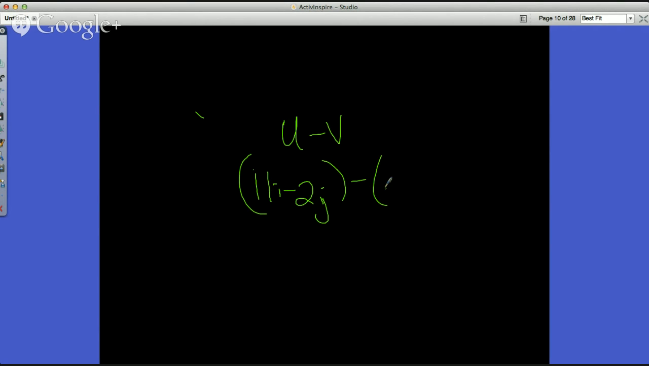There we go. All right. So Katie, on that one, number 30, u minus v, okay? So you get 11i minus 2j, minus v, and v would be 3i plus 7j. You distribute it. I get that. Perfect. But when I distribute that negative, you're still subtracting.